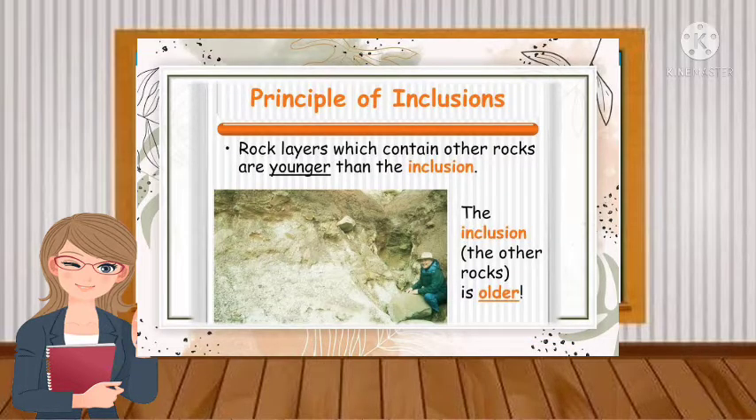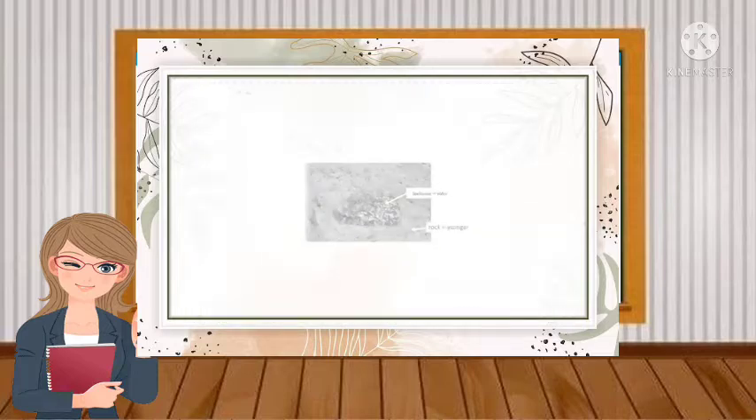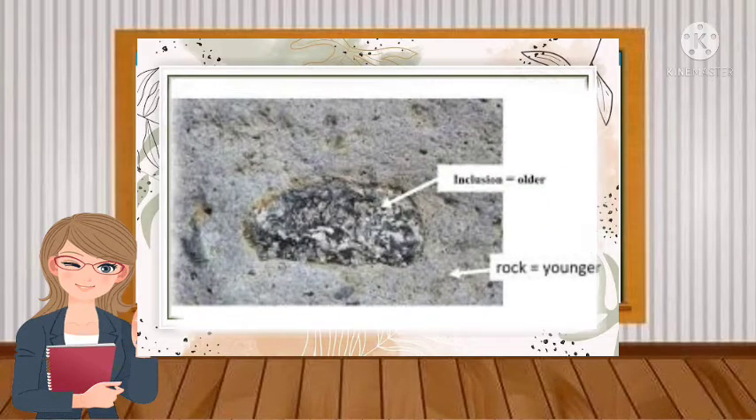Next up is the principle of inclusions. If we find a rock fragment enclosed within another rock, just like you see in the picture, we say that the fragment is what we call an inclusion. And we know that this inclusion had to be present before it could be included in the younger rock, or the rock that encloses it. So they always represent fragments of an older rock.